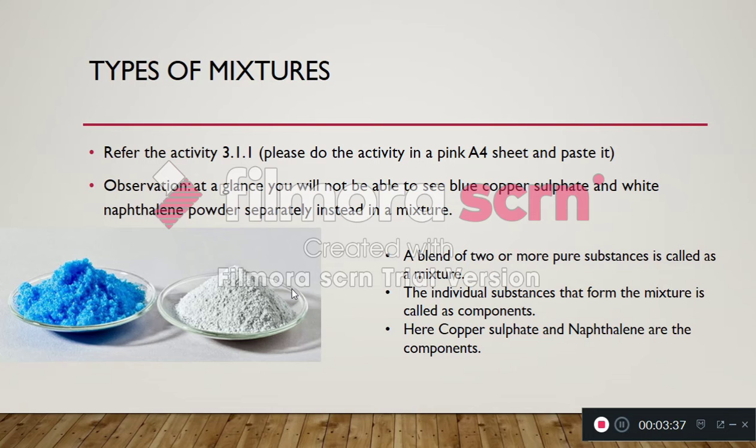Now you can say a mixture is a blend of two or more pure substances, and each of the individual substances that form the mixture is called a component. In this activity, the components of this mixture are the copper sulfate and the naphthalene.